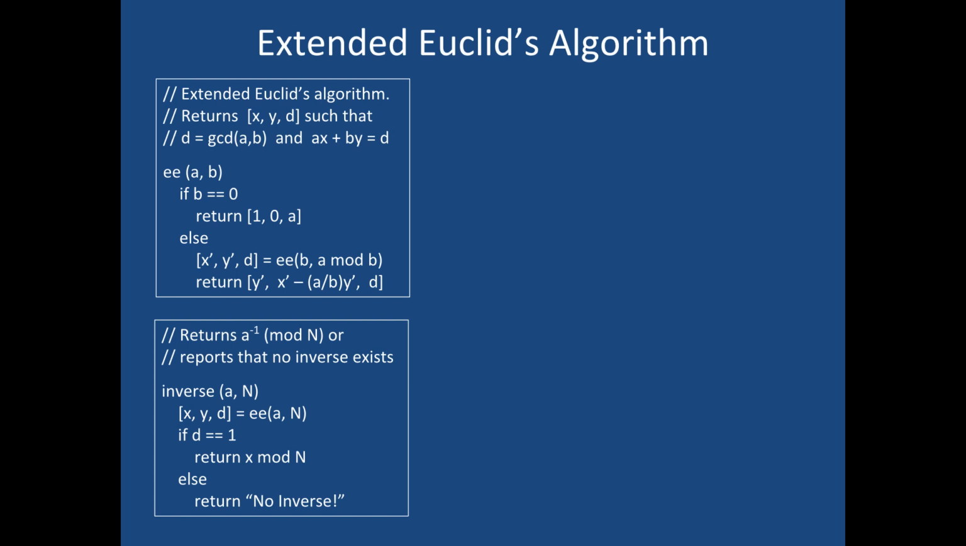And then this is the inverse algorithm, which is, if you want the inverse of a and n, you use extended Euclid to compute the triple x, y, and d. If d is 1, meaning that the GCD is 1, then x mod n is the inverse you're looking for. Otherwise, there's no inverse because the GCD wasn't 1.